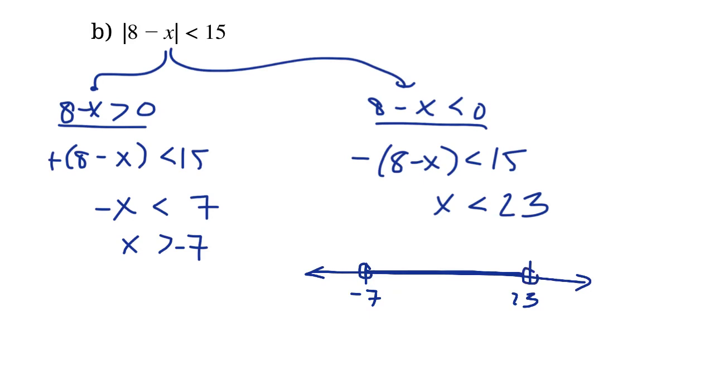We can write in set notation that our answer is x is an element of real numbers such that -7 is less than x, which is less than 23. x is between -7 and 23. There's our answer.